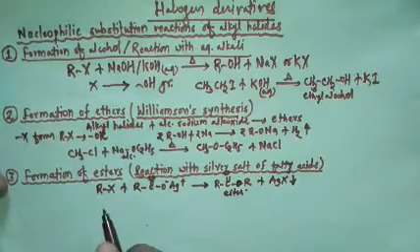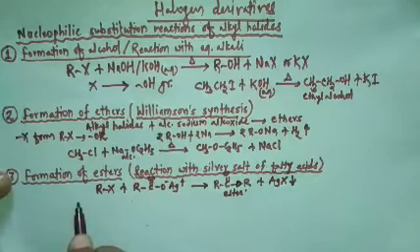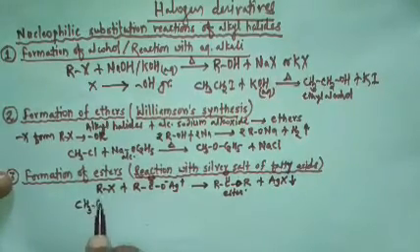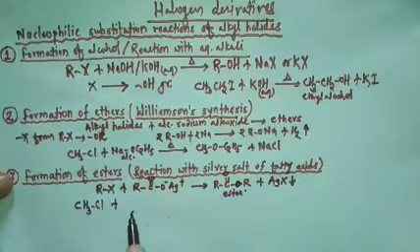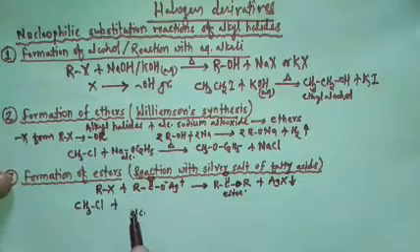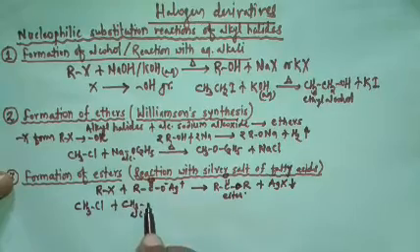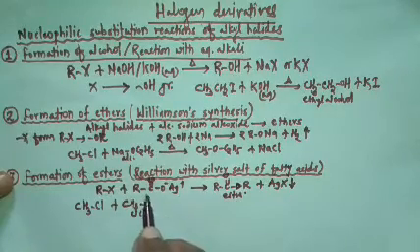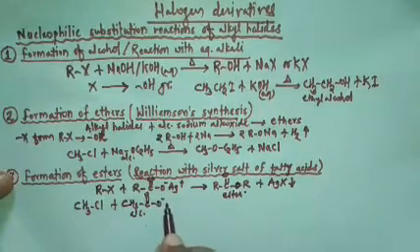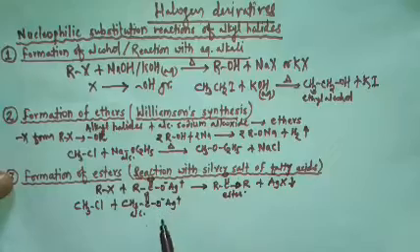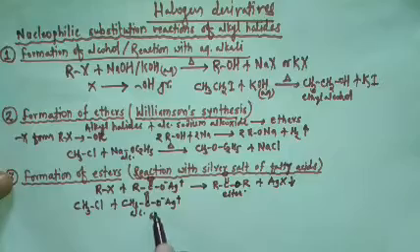So let's study one reaction. When methyl chloride is heated with alcoholic silver acetate. Silver acetate has the formula CH3C double bond O, here O minus and Ag plus. So this is the alcoholic silver acetate.